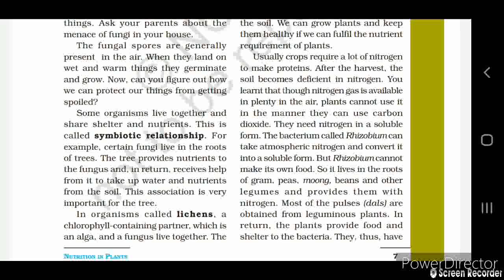And the bacterium called rhizobium takes atmospheric nitrogen and converts it into a soluble form. But rhizobium does not make its own food, so it lives in the roots of gram, peas, moong, beans, and other legumes, and provides nitrogen to the plants, and it takes the energy it needs from the plant.